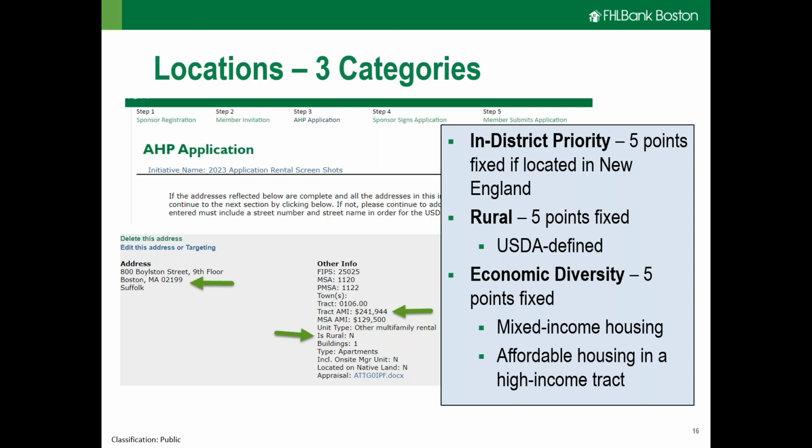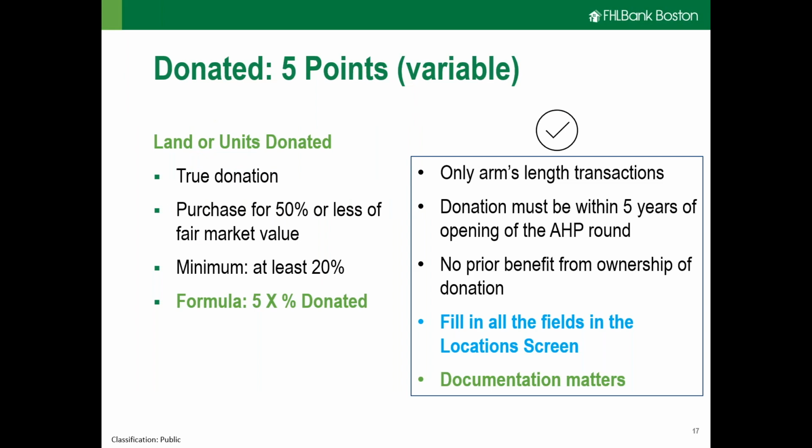The next category is donations. So for this, it's a variable category for 5 points. We're looking for donations or conveyances on arm's length transactions, defined as transactions between parties that are not affiliated through co-sponsorship of the application, ownership, or control. If you have questions about that, please reach out to us, and we can help you understand the way that the scoring category is set up.